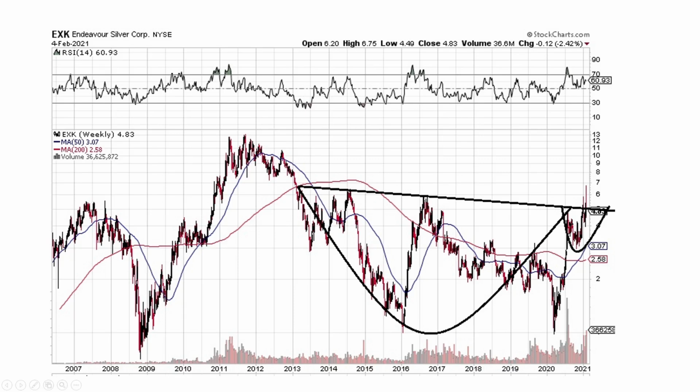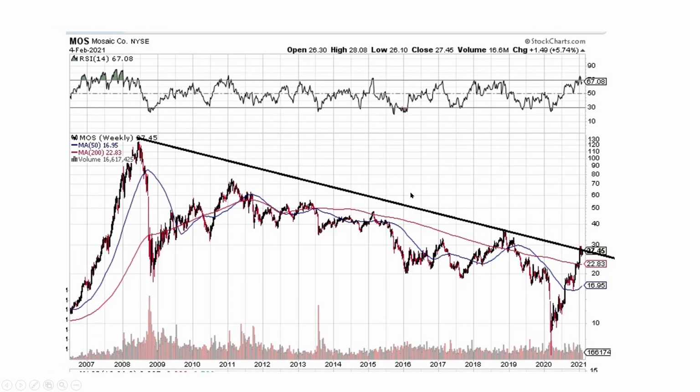We got a cup and a handle forming. It's right there, and this thing's going to break. And this is a decade-long pattern basically, and it will move very far away from the $4.83 that it's at. Next is Mosaic. Mosaic is a fertilizer company. This is a weekly chart pattern.